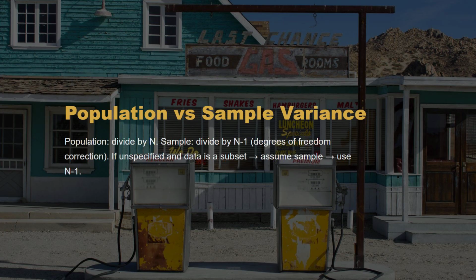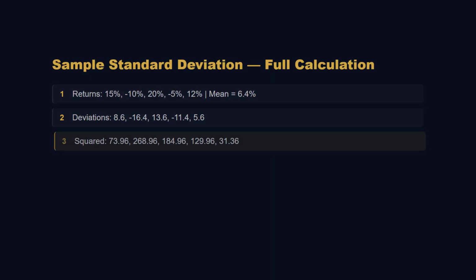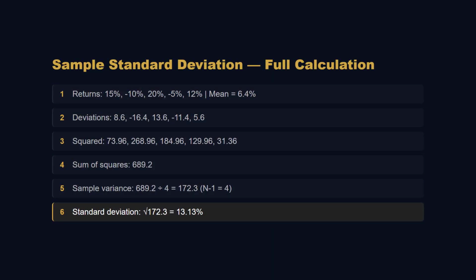Let us calculate standard deviation for our 5 returns: 15, minus 10, 20, minus 5, 12. The mean is 6.4. Step 1. Subtract the mean from each value. 15 minus 6.4 is 8.6. Minus 10 minus 6.4 is minus 16.4. 20 minus 6.4 is 13.6. Minus 5 minus 6.4 is minus 11.4. 12 minus 6.4 is 5.6.